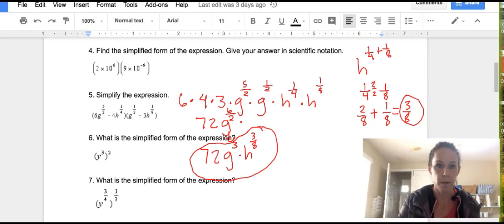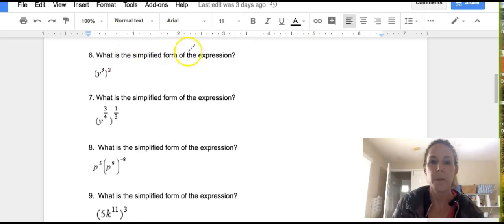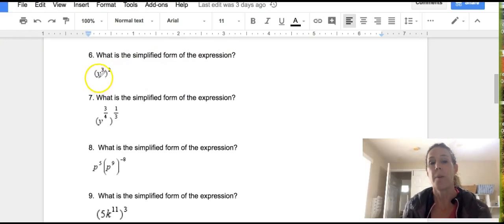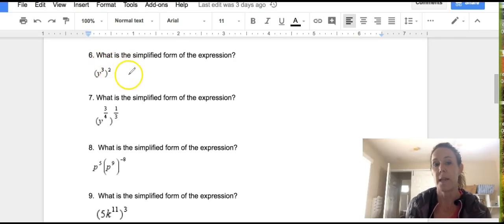Okay, on to number 6. All right, number 6, what's the simplified form of this expression? All right, this is our property where we have a power raised to a power. So when this happens, it's a multiplication, not an addition. So this is going to be y to the 3 times 2, which is 6.